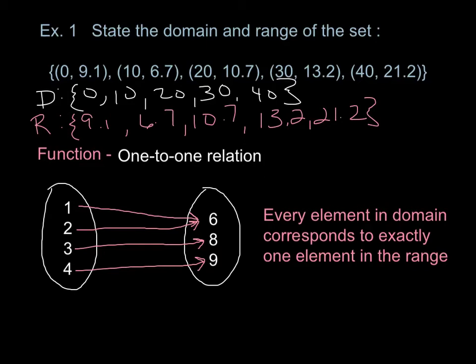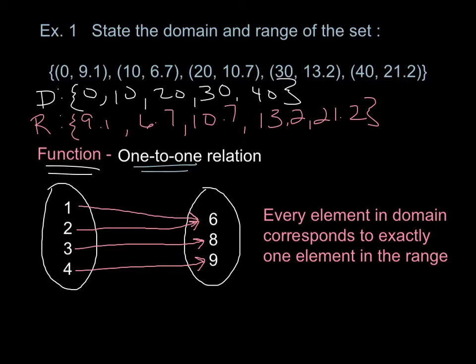Now to take this one step further, we can talk about a function. Okay? A function is still a relation, but it's a special type of relation, and it's one that we look at extensively throughout this class and throughout mathematics. A function is a relation that we call one-to-one, meaning for every element in the domain, there's only one element in the range that it will correspond to.